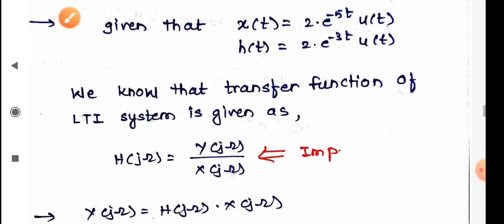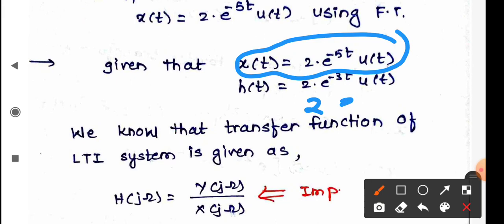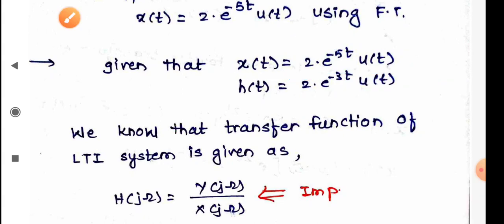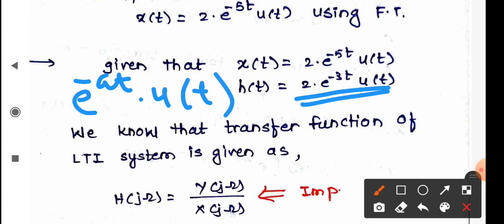Let me obtain the Fourier transform of x of t. It is similar to e raised to minus at u of t. If I look at it that way, a here is nothing but 5. Similarly, my h of t also is of the form e raised to minus at u of t. So here the value of a is 3, right?